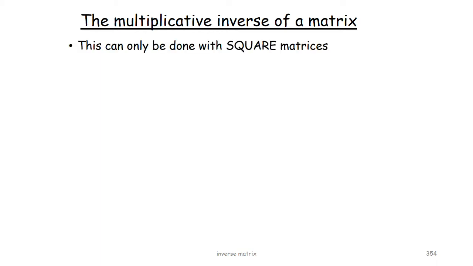Now, one thing to take note of, you can only do it with square matrices. What a square matrix is is just the coefficient matrix. What we've been using all week has been the augmented matrix. We are only going to look at the coefficient matrix because that's what makes a square, and we're going to find the inverse of that.